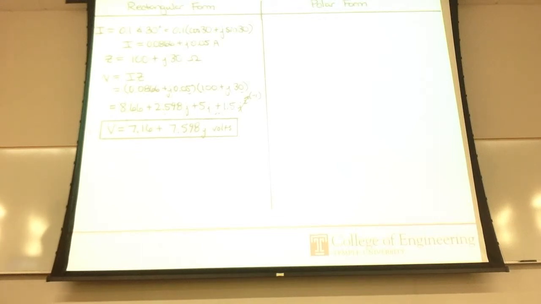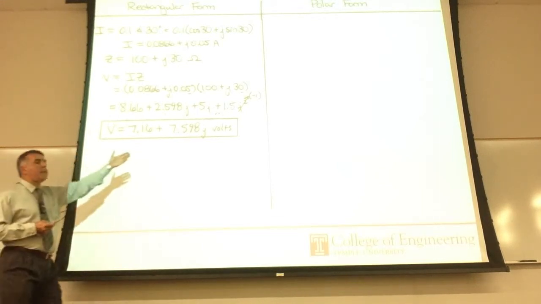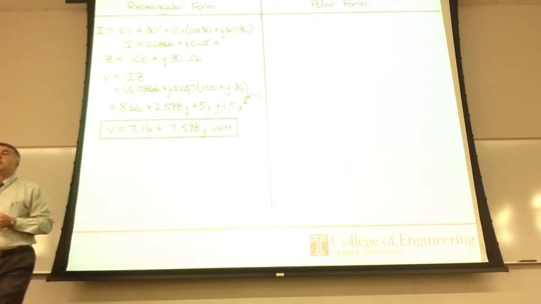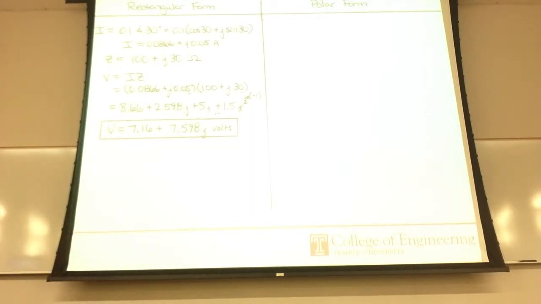I have a complex number, I want to find the magnitude. Yes? Take the square root. Absolutely, like any other complex number. If you want to find the magnitude, all you have to do is take the square root of the summation of the squares of the different terms, the real and imaginary. So this was done under the rectangular form.